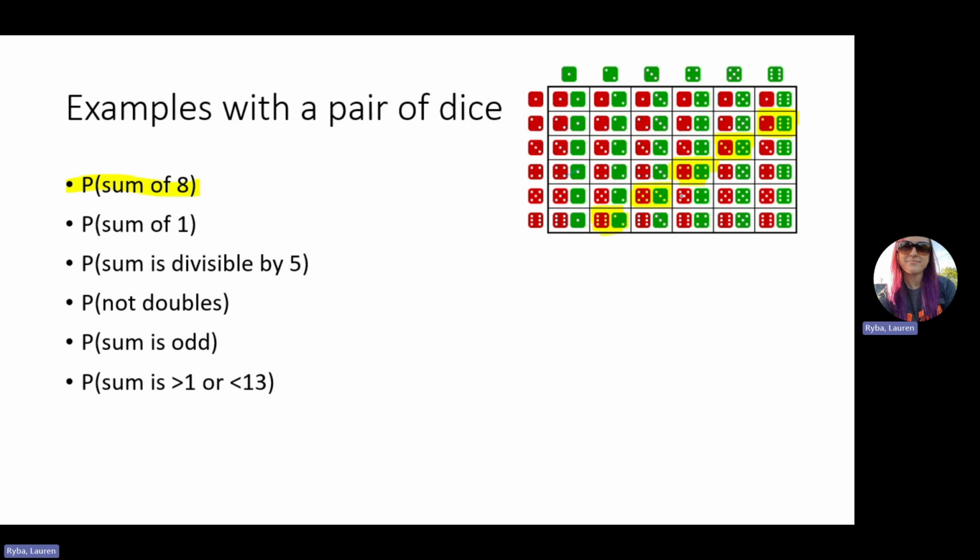So all I have to do then is count: that's 1, 2, 3, 4, 5 of my outcomes. And our total is 6 outcomes times 6 outcomes, a total of 36 in our table. So a sum of 8 happens 5 out of 36 times. The probability of a sum of 1. Can I get a sum of 1 if I roll 2 dice? Y'all are shaking your heads. No. So not possible. It is 0.